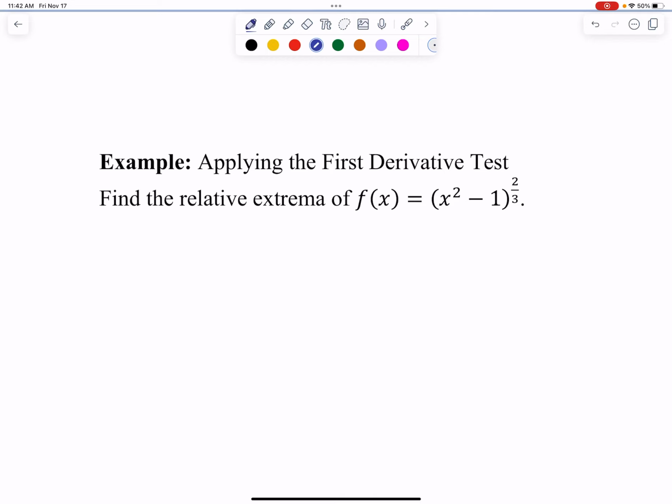But let's get to it together. So we need critical numbers, so that means we need f prime.